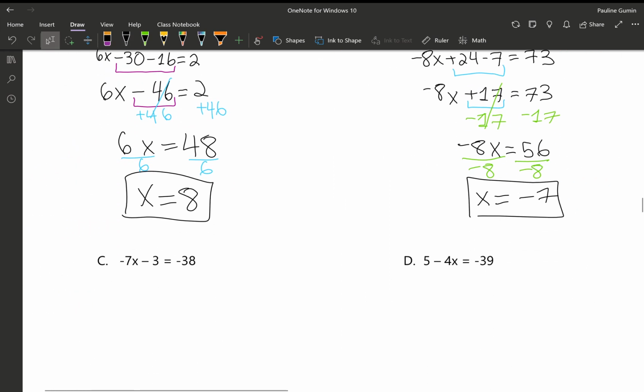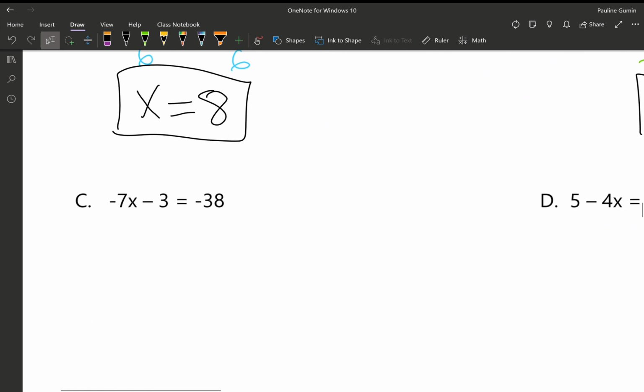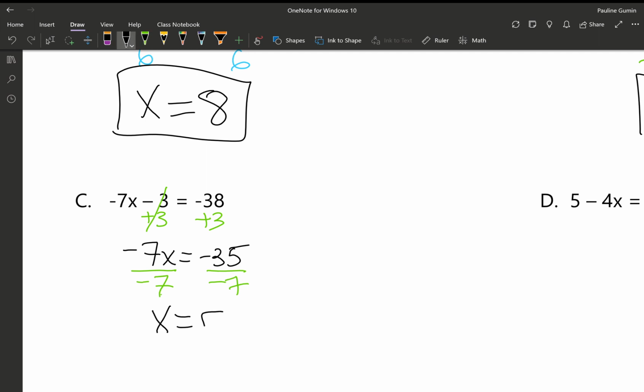All right, onwards to letter C. Oh, wonderful. This is so much smaller. There's going to be less to do. So I don't have to distribute anything. So I'm going to start off by adding 3 to both sides. So I'm left with negative 7x equals negative 35. And of course, I get to finish this up by dividing both sides by negative 7. X equals positive 5. Oh, that was quick.